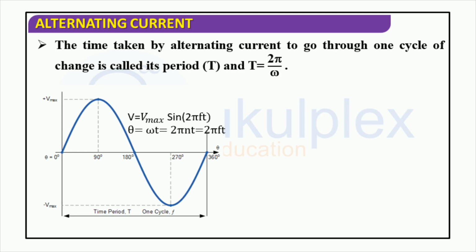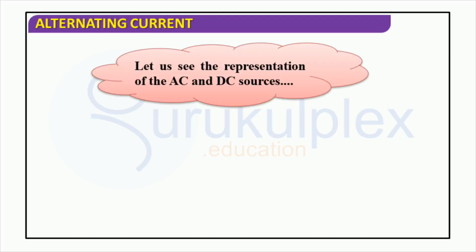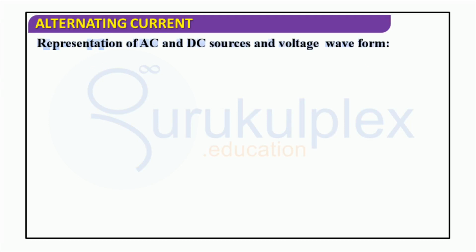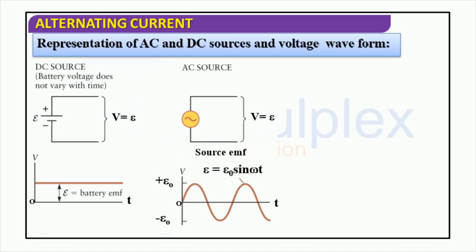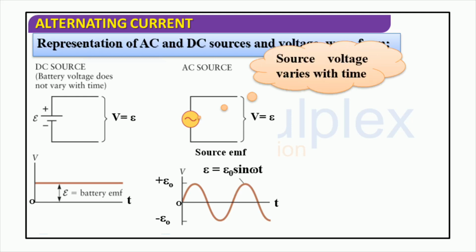This implies the time it takes to complete one full cycle is inversely related to the frequency of the AC signal. The representation of alternating current shows a source voltage that changes with time. It can be represented by the equation V equals epsilon sin(omega t) plus epsilon 0. This form of alternating current is utilized globally for various electrical applications.